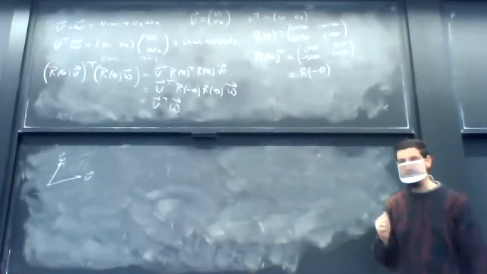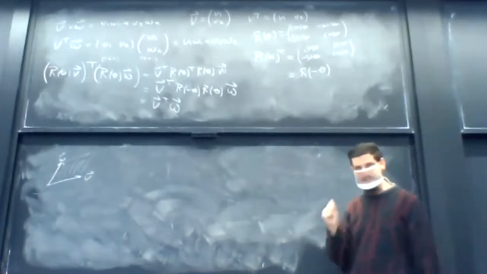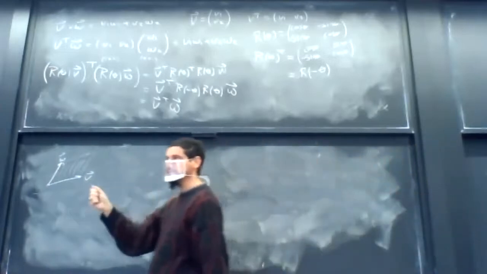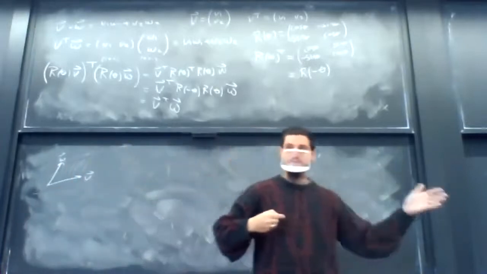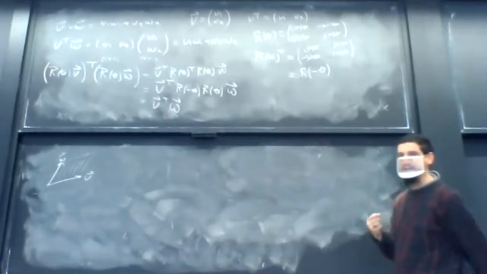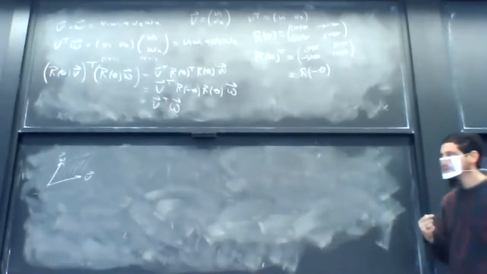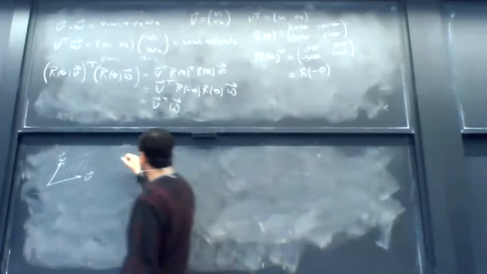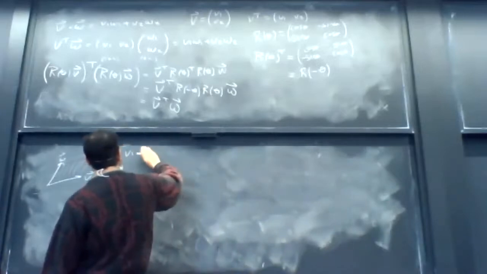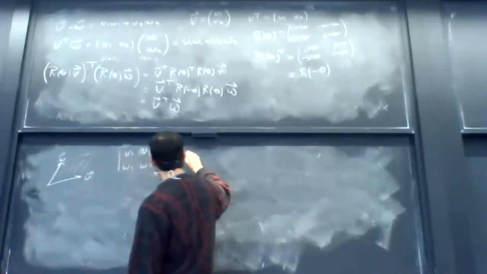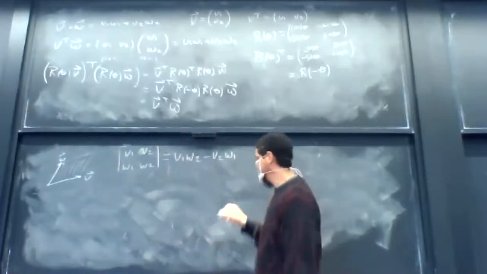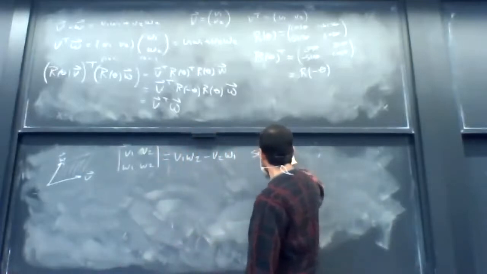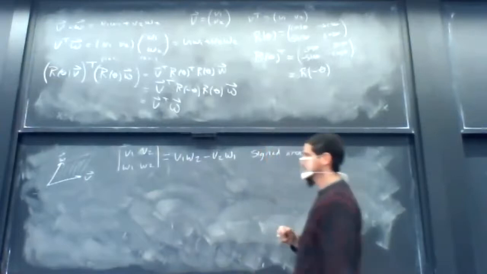So the determinant gives us the signed area. It's very similar to calculus when we do integration. If I integrate from 3 to 5, that's the negative of integrating from 5 to 3. If I go backwards, I switch and I add a negative sign. So for the determinant, V1, V2, W1, W2, this is V1 W2 minus V2 W1. This is the signed area. Okay?